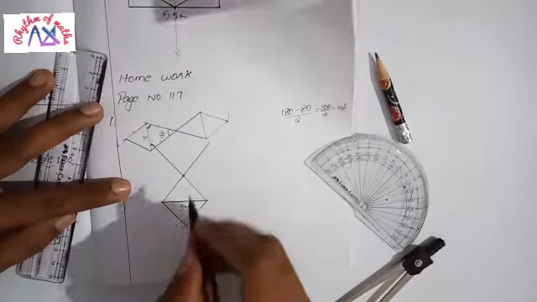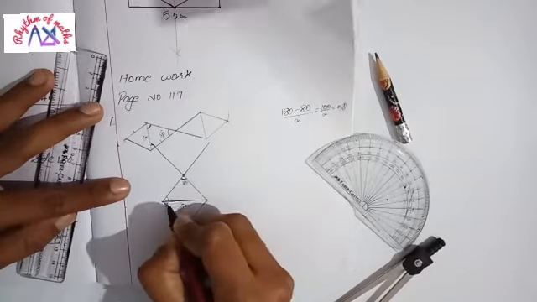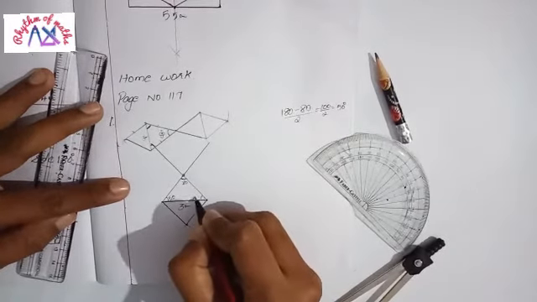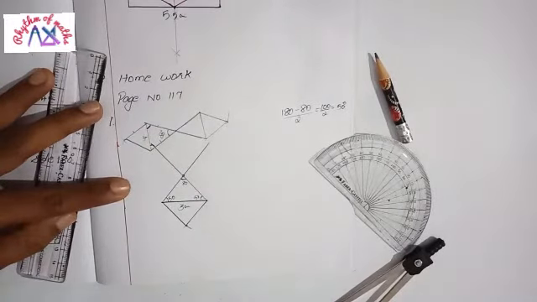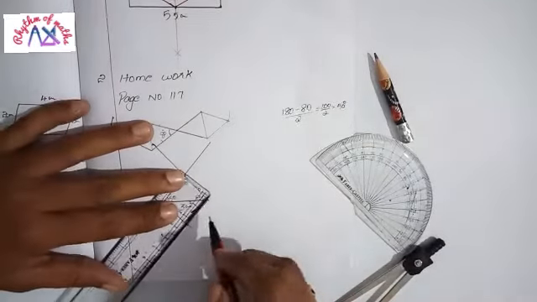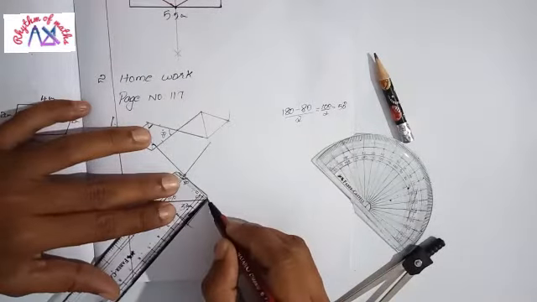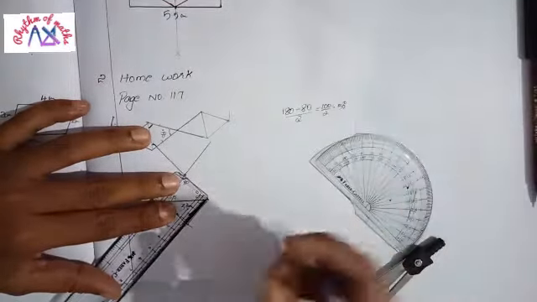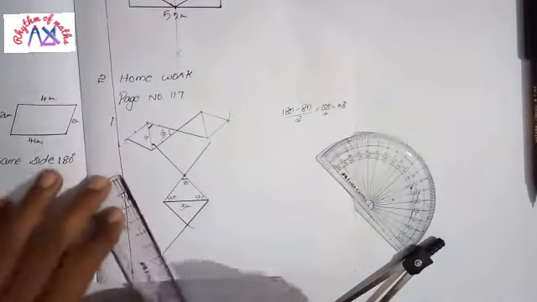So this is 3 centimeter. This angle will be 80 degree. These two angles will be 50 and 50. The same rhombus we have to draw in the lower part also. For that, just extend these two sides. No need to measure again. Just extend these two sides towards down, like this.